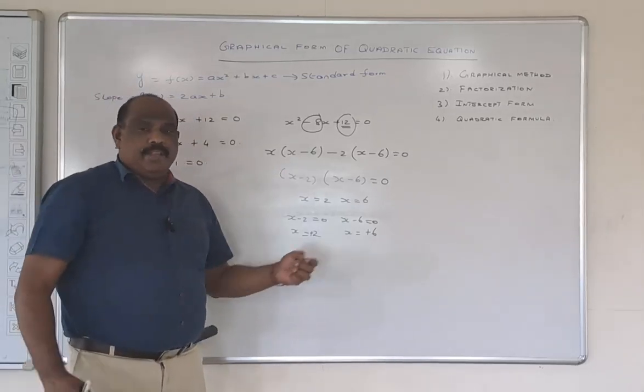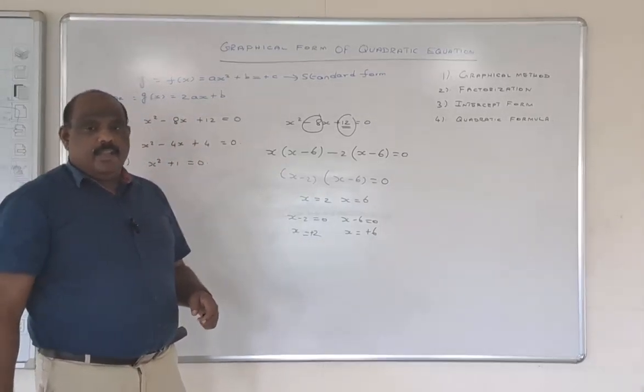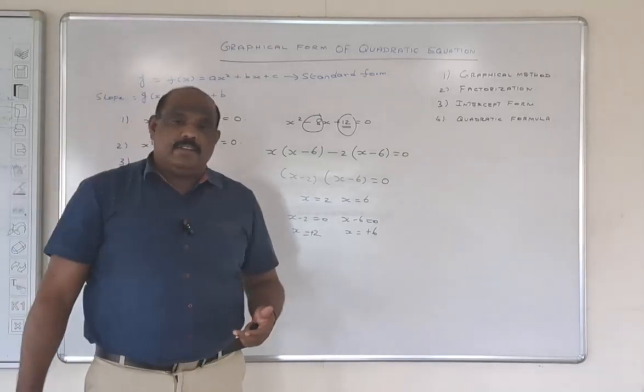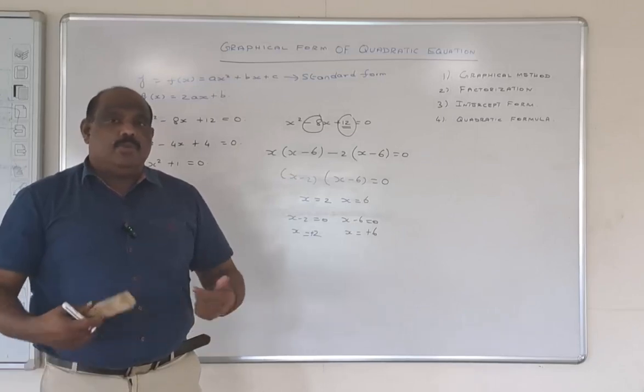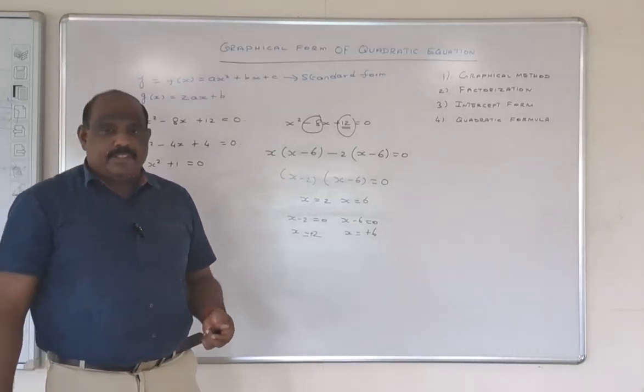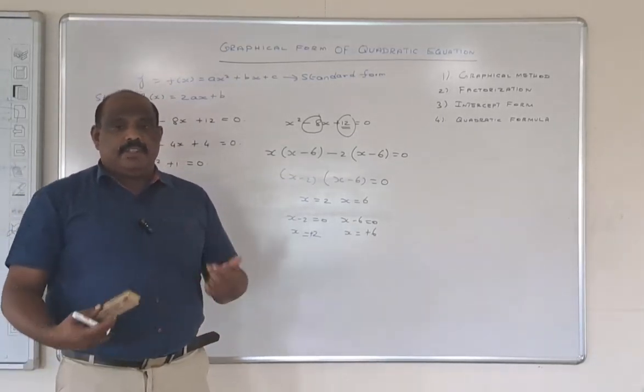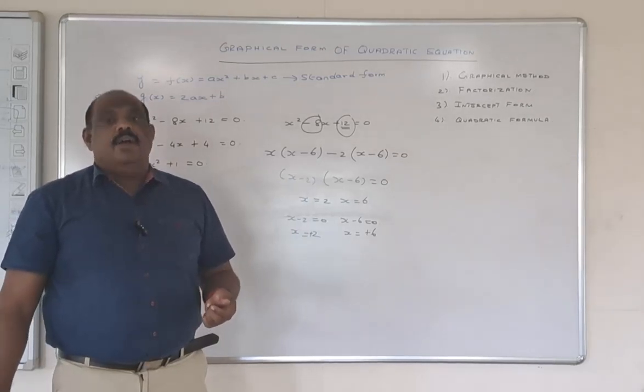Atul, what is the meaning of plus 2 and plus 6? What do you mean by the roots of a quadratic equation? Where the graph meets the x-axis. One more point, that's also right. Where the graph meets the x-axis, those are the roots. One more thing: where y equals 0.